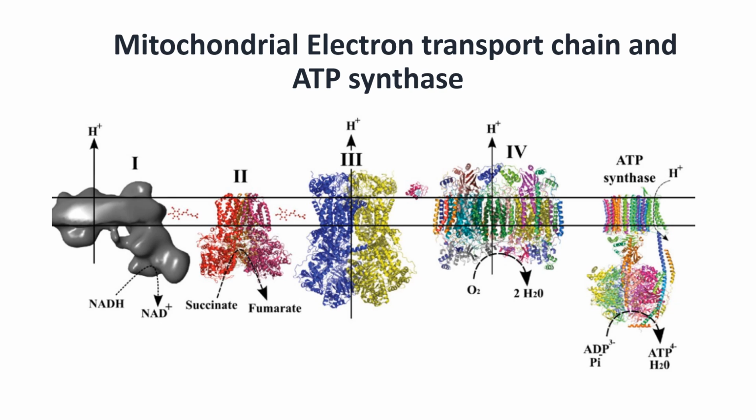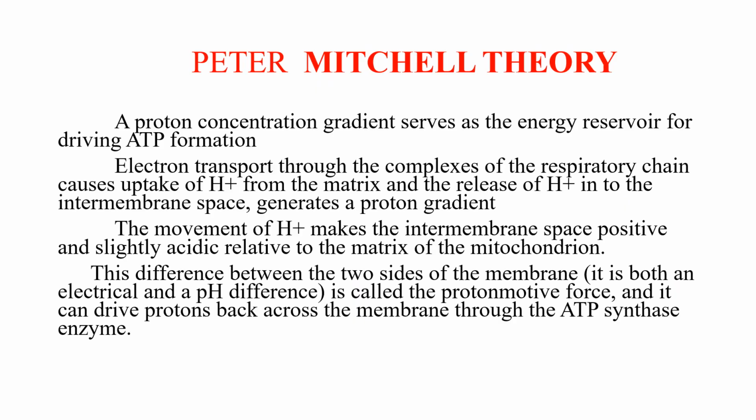So due to this proton motive force, protons flow back again through, as we have discussed, the F0 F1 ATPase structure. Protons move back through this structure into the matrix, simultaneously causing the phosphorylation of ADP to ATP. So here the proton motive force is a very important force, which helps in the formation of ATP from ADP. So this is Peter Mitchell theory.